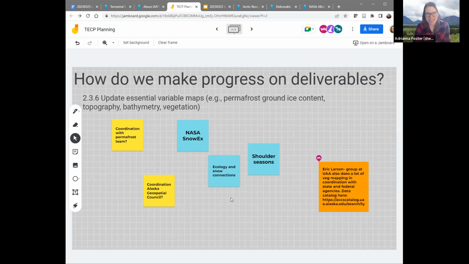Sure. Yeah. The terrestrial team and the permafrost team are so closely tied. It's tough. The permafrost team is having Logan Berner give a talk in a few months, and we're going to join in and listen in on that talk. So, but it's tough. So Liz, a couple of random comments, and I think what you just said is perfect.